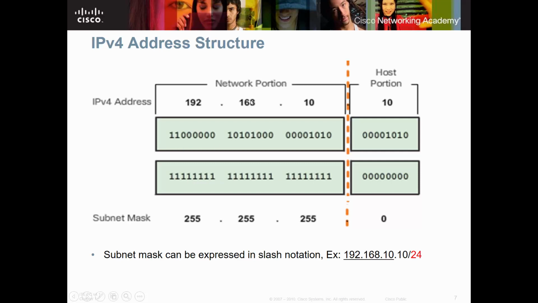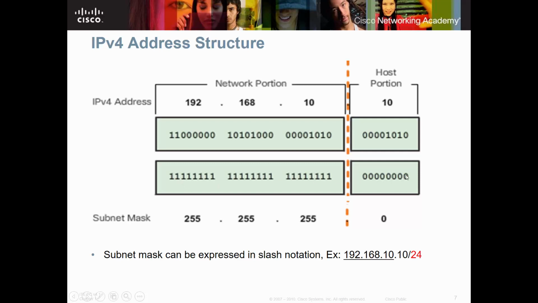The 168 is also a network part of the address. It must be covered as well. So we mask it with 8 ones. We do the same for the 10 right here. This is a network part of the address. It must also be covered, so we're covering it with all ones. Anything to the right of that line, that's a host part, so we don't cover those bits with ones. We simply use zeros underneath those bits.